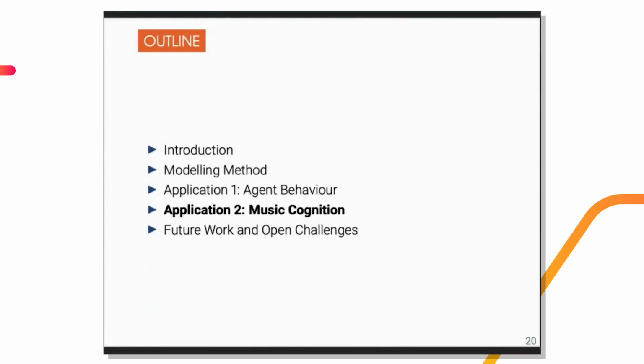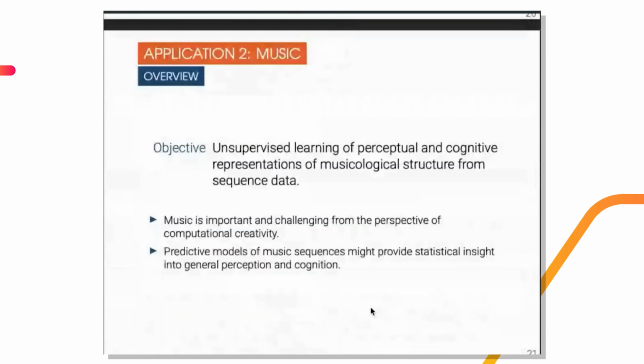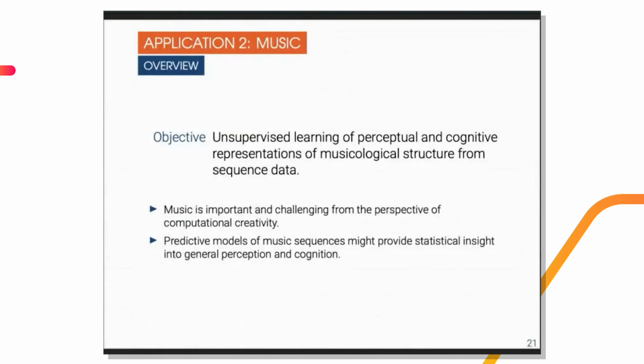So now moving on to the second application. This is the music application, and this is a little bit different to the previous application. So rather than learn knowledge which can be directly applied in some other problem, what we want to do here is see if we can learn in an unsupervised way the more perceptual or cognitive representations of musical structure.